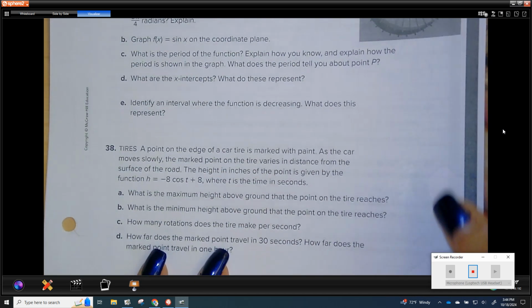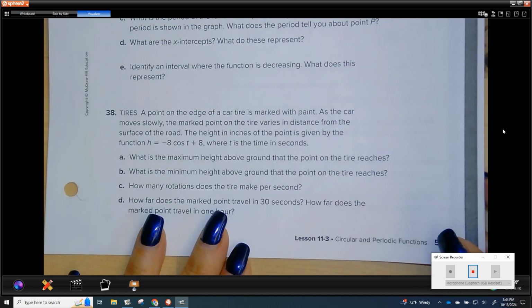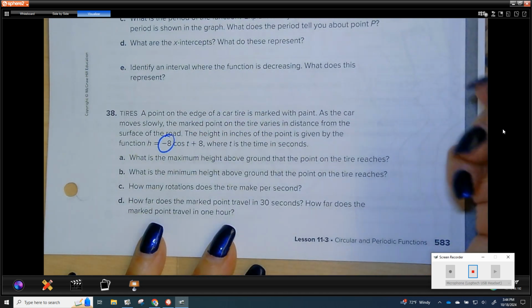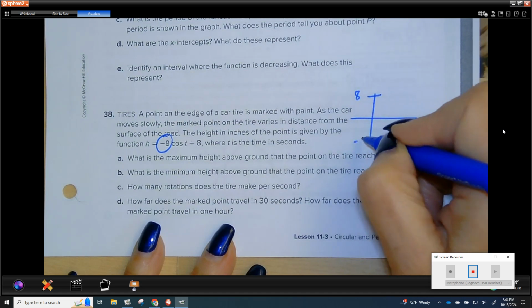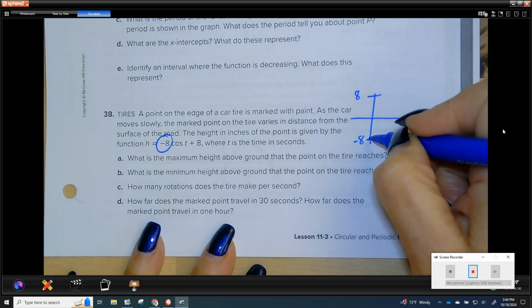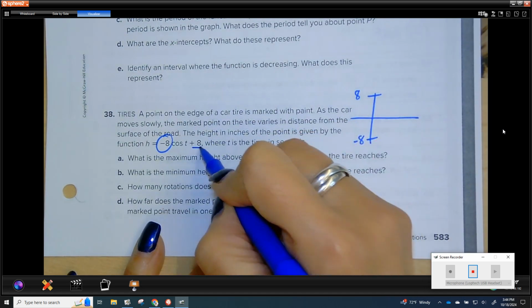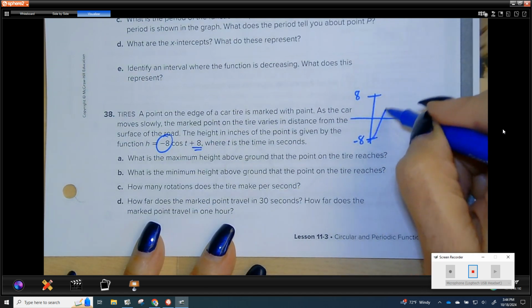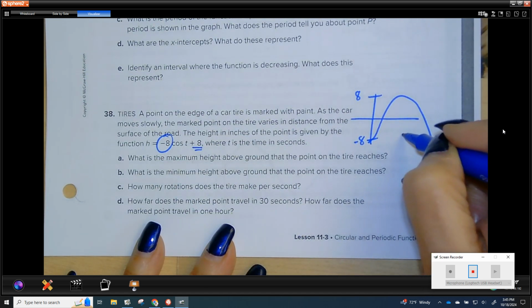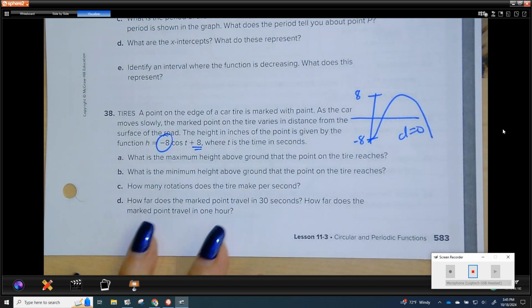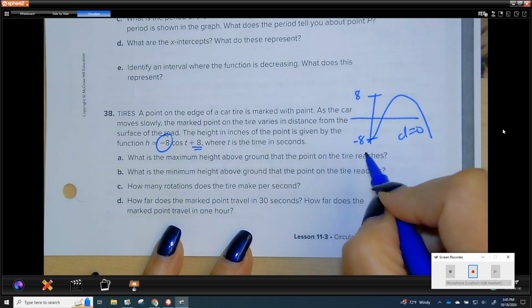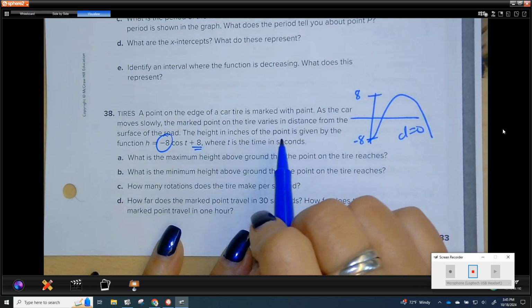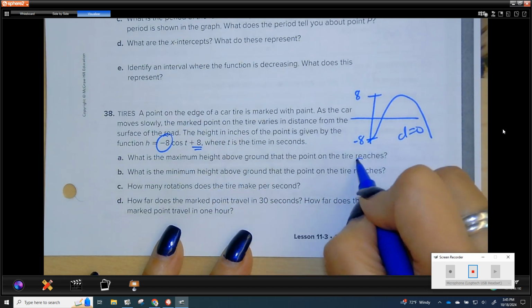This one, the tires. Well, we know this is our A, so cosine usually starts up here, but it's going to start down here. Then it's going to add 8, so it's actually going to move up, but this is not with the D. D is 0. This is a D of 8. So what's the maximum height above the ground? It is 8. Are they inches? Height in inches, so 8 inches.